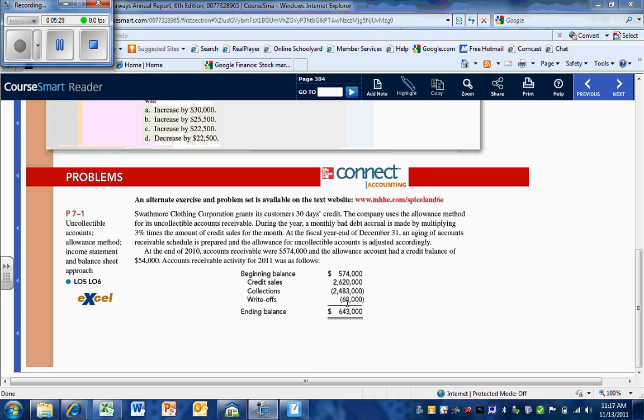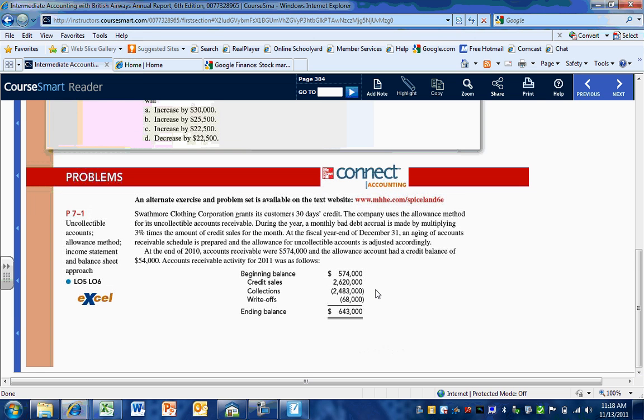And then the write-offs here are the actual accounts that we have identified, and we have reduced those individual account balances down by the amount of the write-off. So again, you have to ask yourself, is this write-off going to affect bad debt expense? And you're going to get the answer to that by listening in class, looking at the PowerPoint, or reading the chapter.